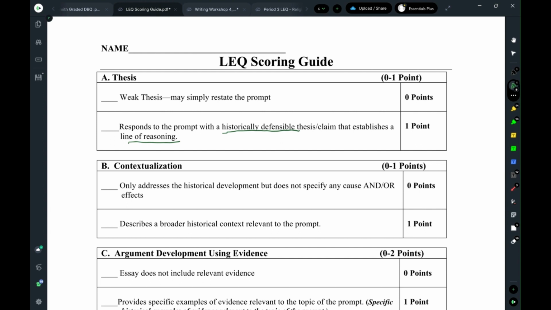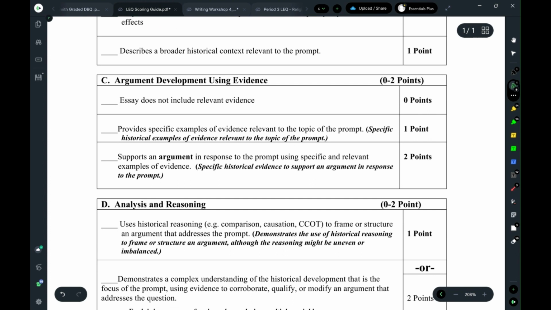You can put your context also in the opening paragraph, or you could just start with your thesis and then go into your context in another paragraph. However you want to do that. So broader historical context relevant to the prompt.